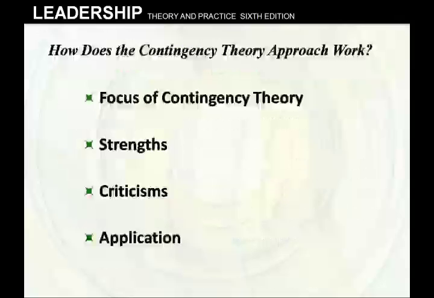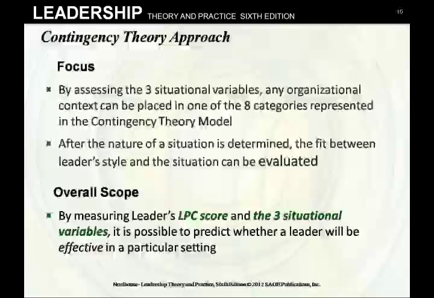How does the contingency theory work? First of all, it focuses on assessing the three situational variables in any organizational context. And remember, that's leader-member relations, task structure, and position power. And they can be placed in one of 8 categories on the contingency leadership theory model, which is that matrix that we showed you previously.